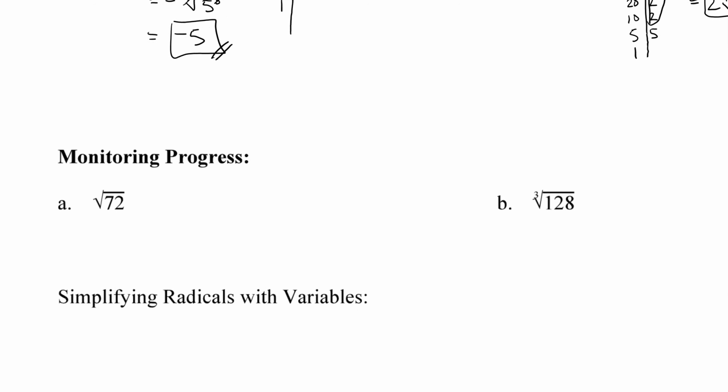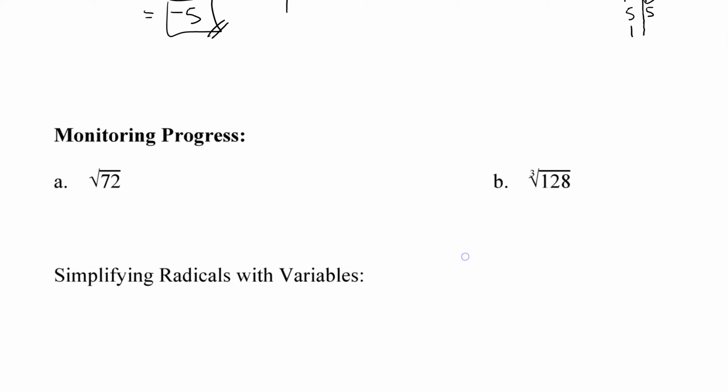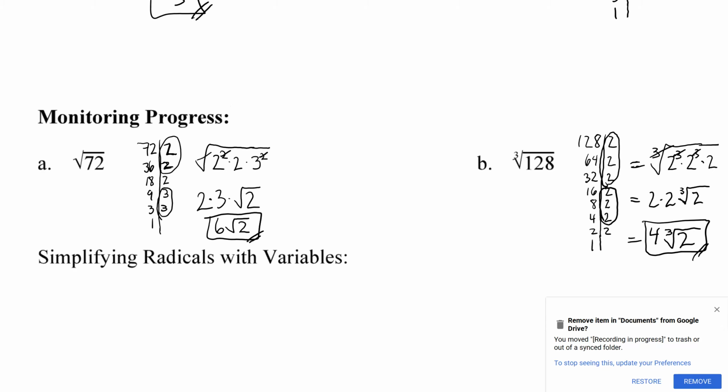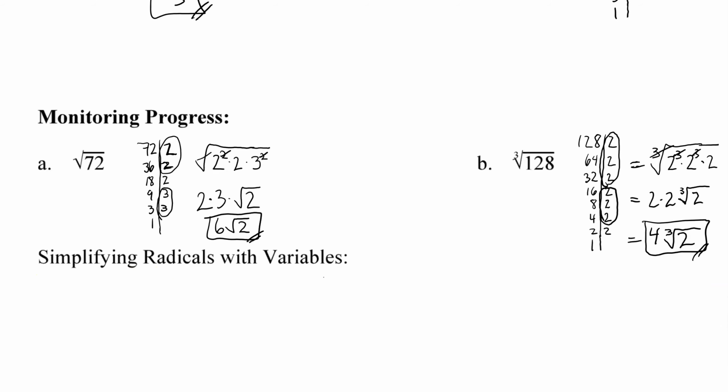All right. So for monitoring progress, I'd like to see how you do this on your own. Pause your video and see if you can do A and B. Do both A and B, and then unpause your video and you'll see if we got the same thing. Okay, here is what I got on those examples A and B. And then we're going to see how we simplify radicals that have variables.